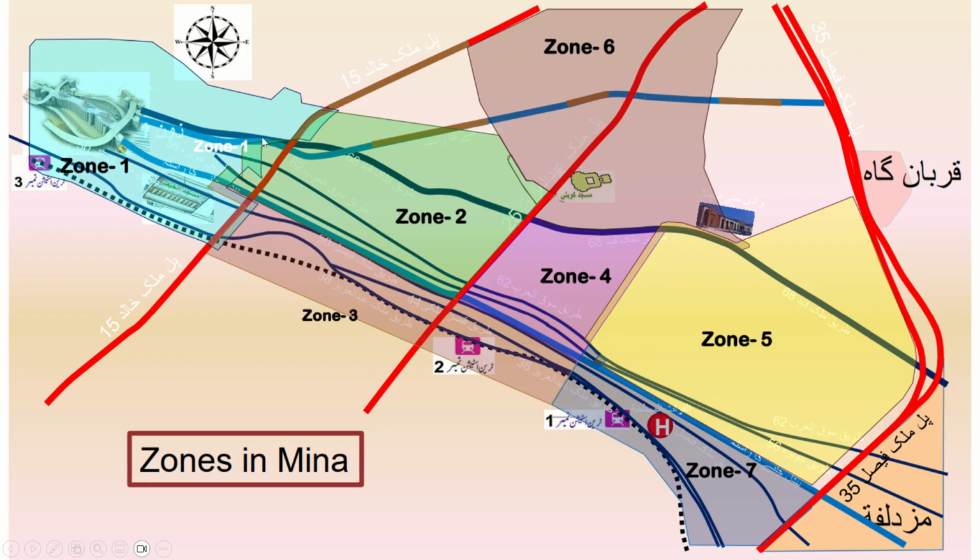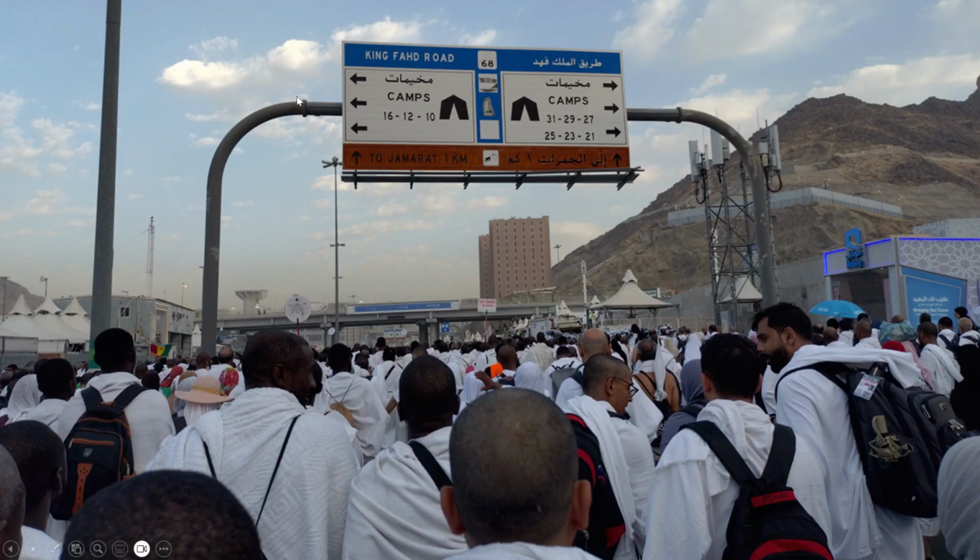So zone 1 is usually the Kabsh, or basically category A camps. Zone 2 is majorly category B. Zones 6 and 5 have categories C and D, and even zone 4 has category C. So these are the boards.